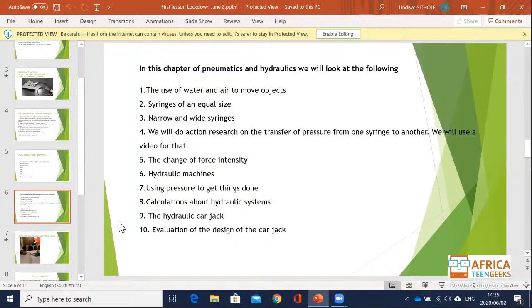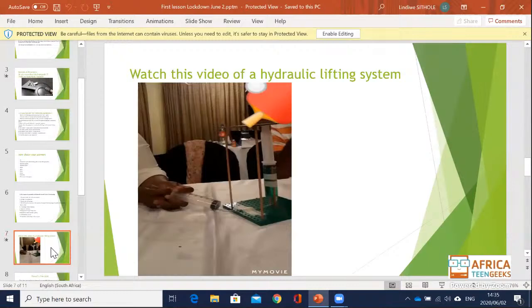Okay, I hope you can all still hear me. Now, in this video that I'm going to show you, we have used syringes or cylinders of an equal size. This is only a demonstration of the transfer of force in a hydraulic system. We've made a hydraulic system of our own. It's one that I made when I was with my colleagues. So I hope you will see.